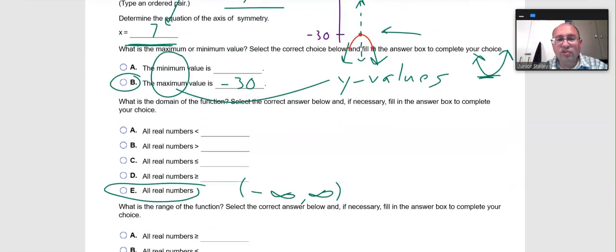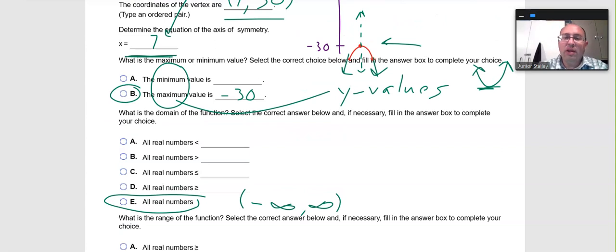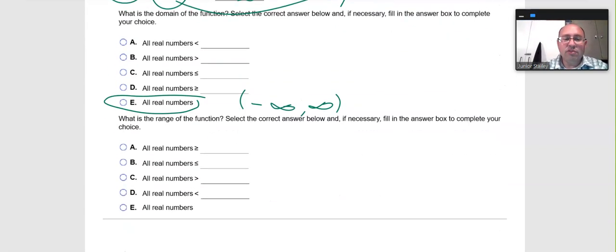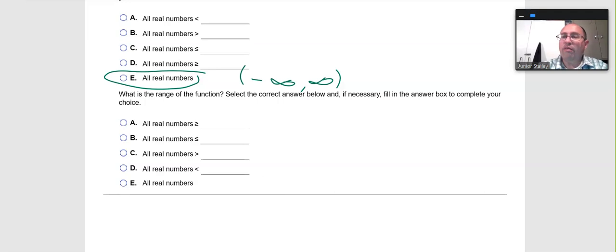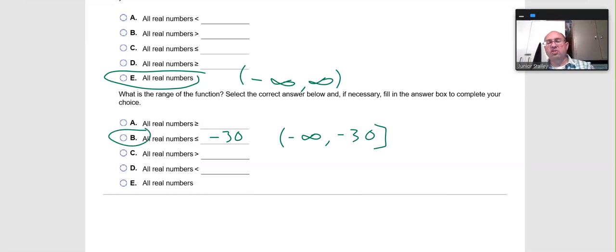Okay, how about the range? Well, from that picture, you know that we're going from negative 30 on down. So obviously, we want all values that are less than or equal to negative 30. Another way to say this would be negative infinity to negative 30, stopping with that one right there. You need to get used to both the interval notation and the inequality notation and be able to go back and forth between them.